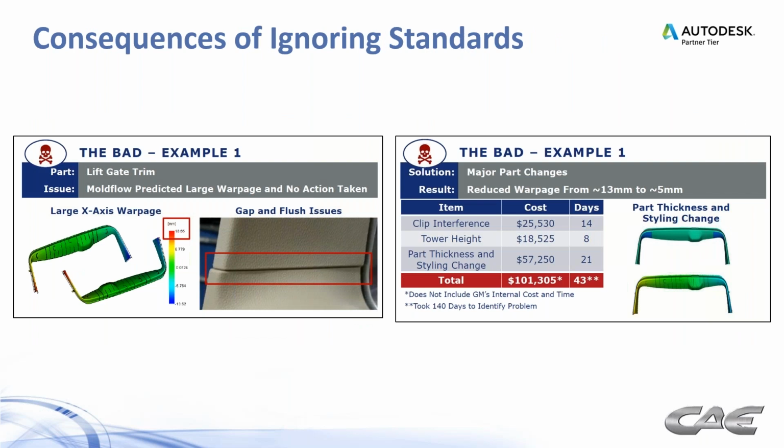But on the other hand, there are consequences of ignoring standards, and these are just a couple of examples. With this liftgate trim, Moldflow was predicting large warpage and no action was taken. And you see how this showed up in the gap and flush issues here. When these types of things happen, it costs a lot of money to fix them. You see all the costs and the number of days that added up to trying to reduce the warpage in this part. So standards matter in terms of part quality, but also timing and money as well.